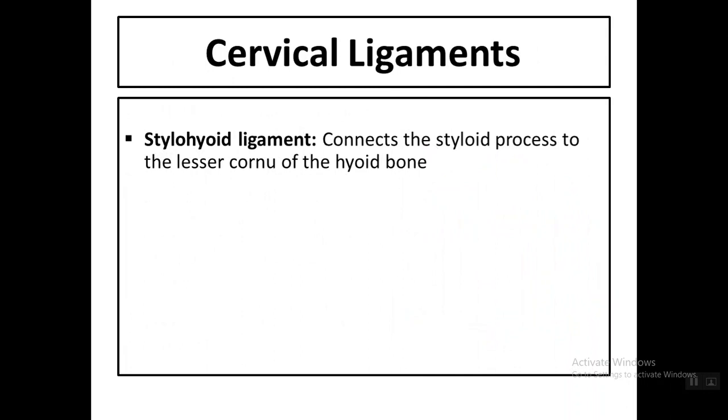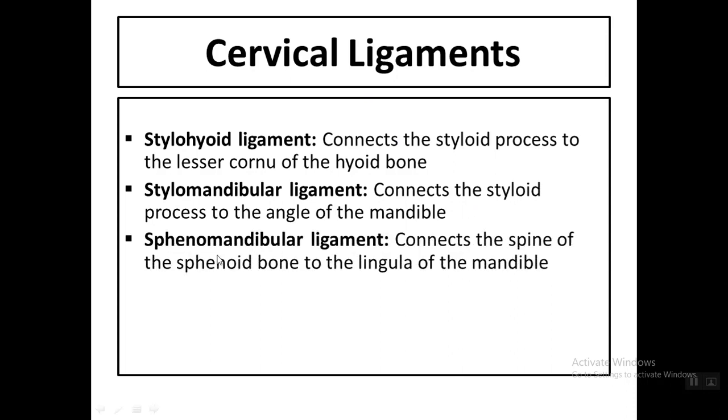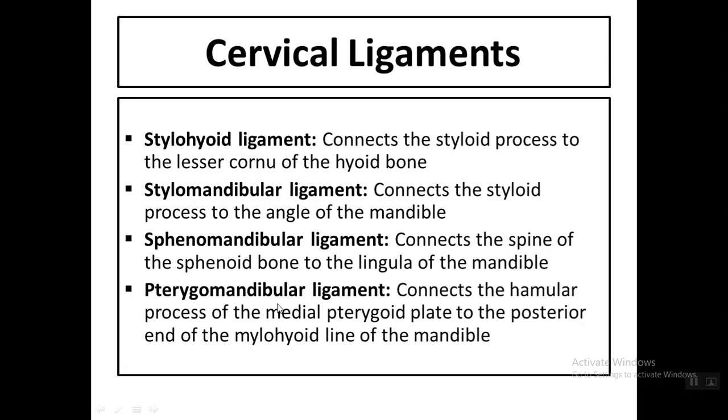Our last part of the lecture is the cervical ligaments. We have the stylohyoid ligament, which connects the styloid process of the skull to the lesser horn of the hyoid bone. The stylomandibular ligament connects the styloid process to the angle of the mandible. The sphenomandibular ligament connects the spine of the sphenoid bone to the lingula of the mandible. And the pterygomandibular ligament connects the hamular process of the medial pterygoid plate to the posterior end of the mylohyoid line.